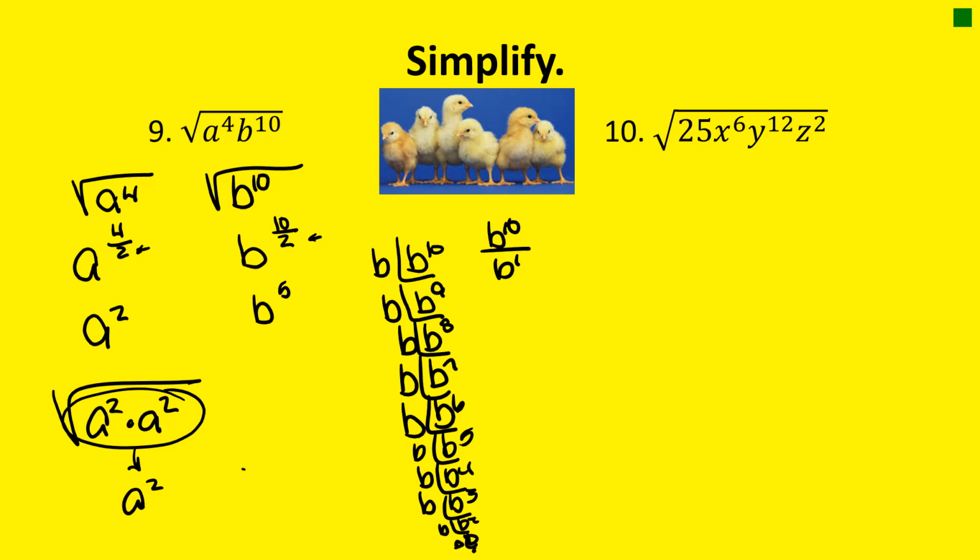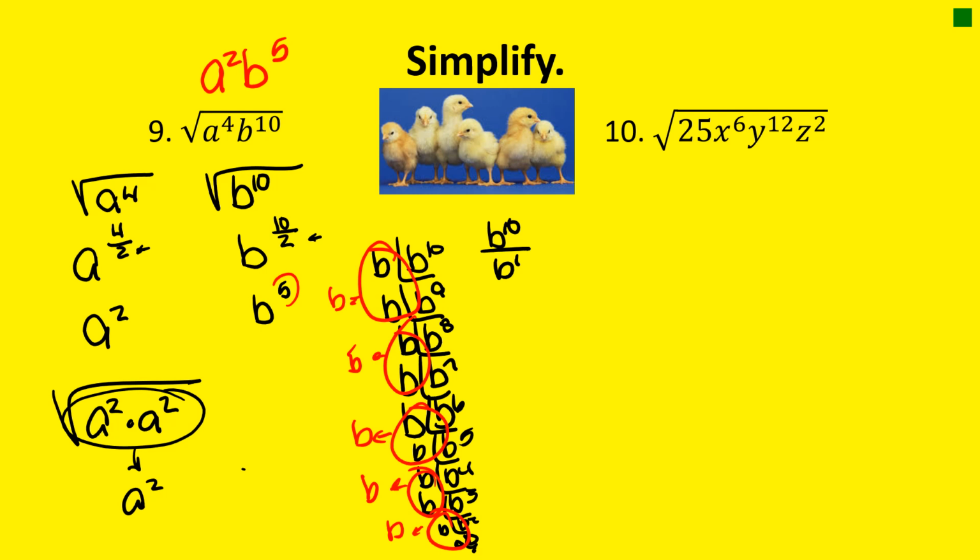So if we go the same route and we look for pairs, there's a pair of b's, brings out a b. Pair of b's brings out a b. Pair of b's brings out a b. Pair of b's brings out a b. Pair of b's brings out a b. So you have 1, 2, 3, 4, 5 b's. That's where that comes from. You have 5 groups of 2. So your final answer here is just a to the 2nd, b to the 5th.